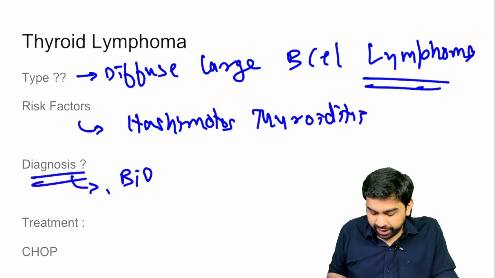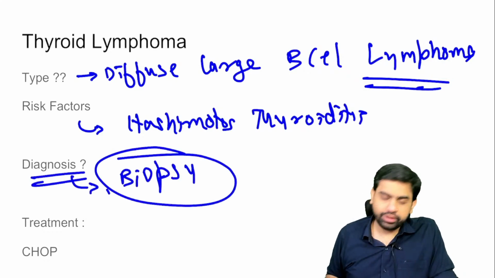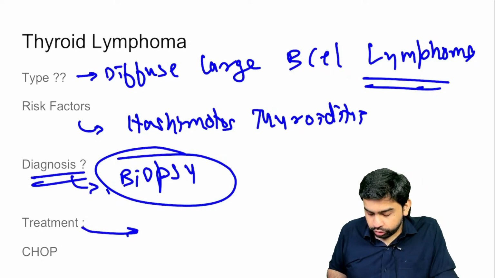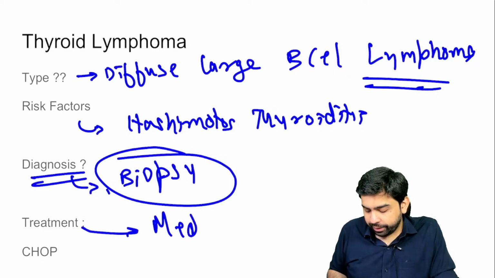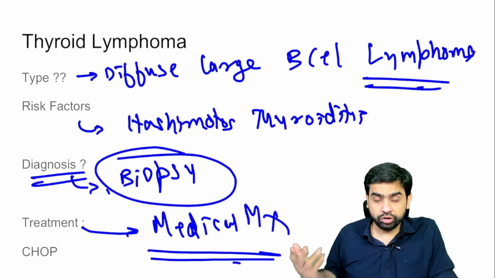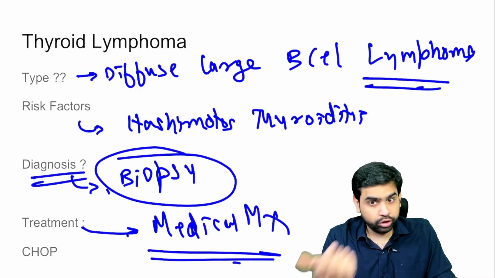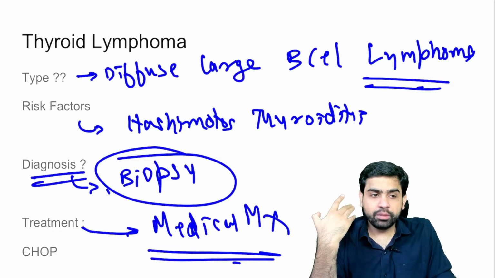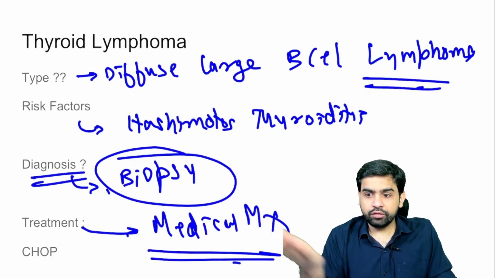What about the diagnosis? Again, over here it is a biopsy. FNAC, we don't just rely on the FNAC, we have to go ahead with the biopsy because of the treatment. It is a medical management. You don't go ahead and do the surgery. Every time you have a lymphoma in your body, do you do a surgery? No, right? You give the patients chemotherapy, the CHOP regimen.